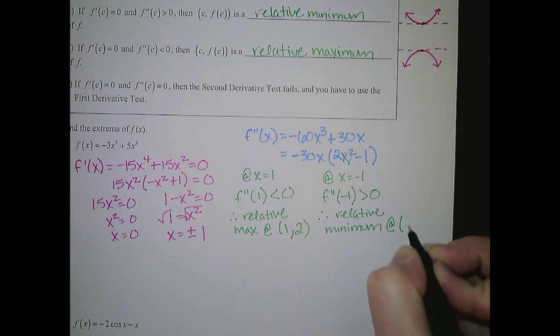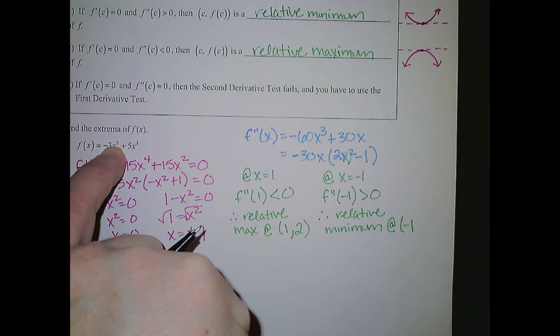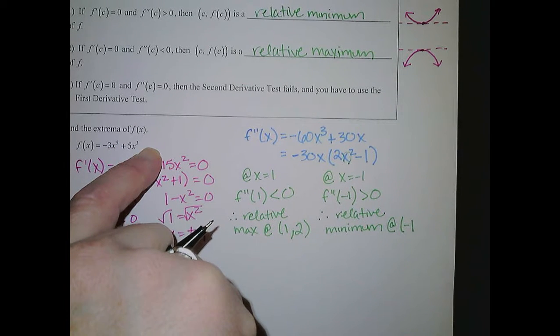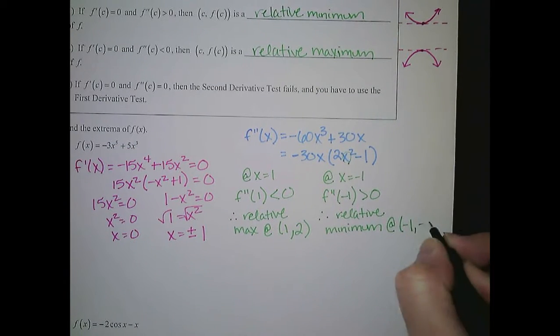Where x is negative 1. If I plug negative 1 in, I've got negative 3 times negative 1 is going to give me a positive 3. And then 5 times negative 1 will be a negative 5. So positive 3 minus 5 will be a negative 2.